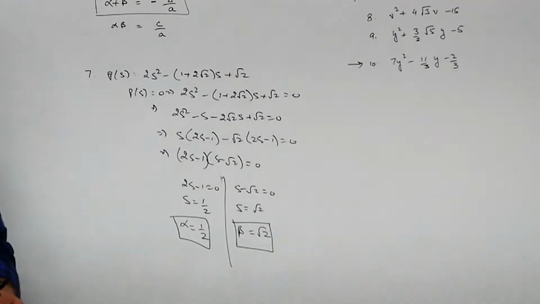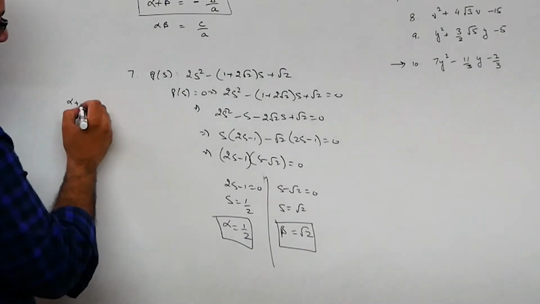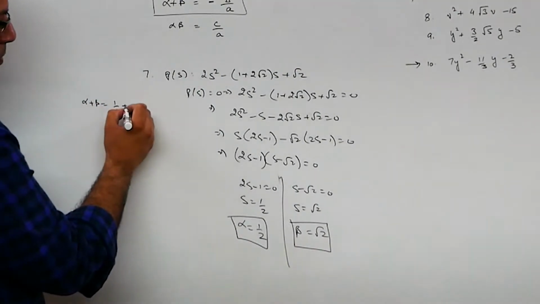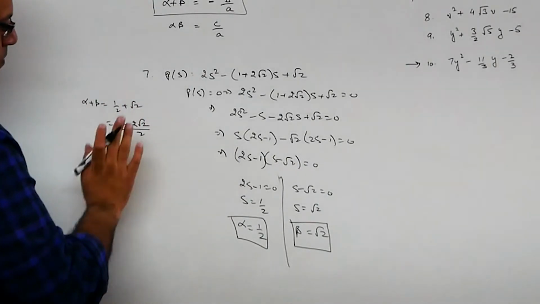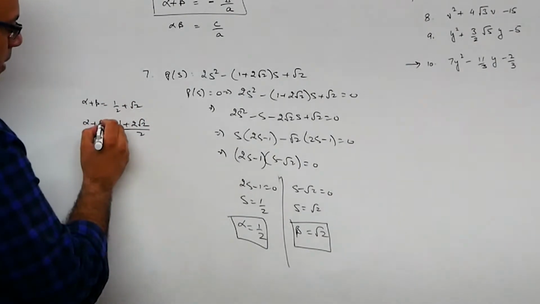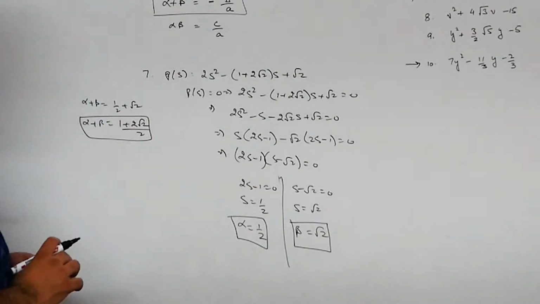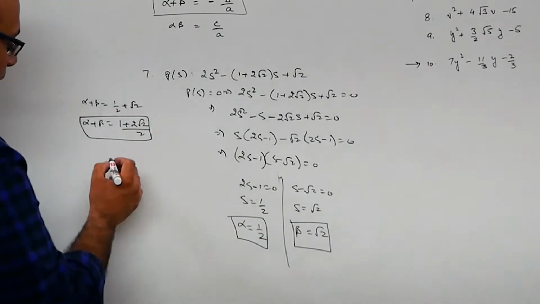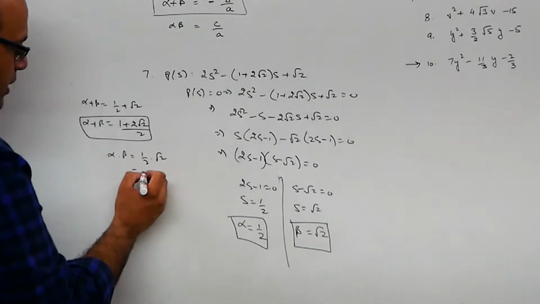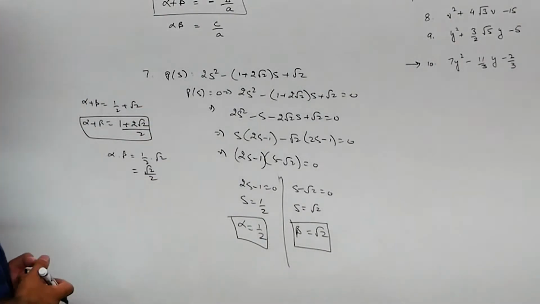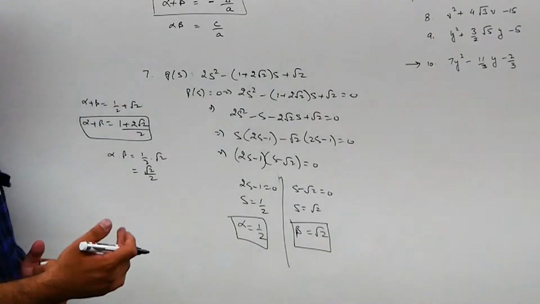Again, I'll do the same process. Alpha plus beta is going to give me 1 upon 2 plus root 2, which is 1 plus 2 root 2 by 2. And if I want to find out alpha into beta, 1 by 2 into root 2, which is root 2 by 2. Right? Now let's verify this.